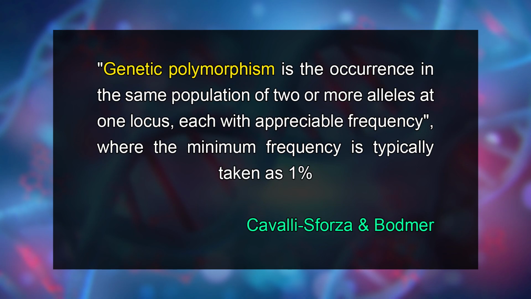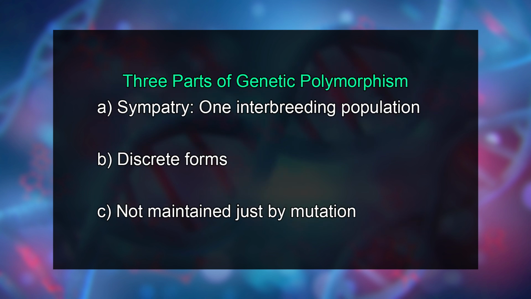So genetic polymorphism is the occurrence in the same population of two or more alleles at one locus, each with appreciable frequency, where the minimum frequency is typically taken as 1%. The definition has three parts. One, sympatry, that is, one interbreeding population. Two, discrete forms. And three, forms that are not maintained just by mutation.